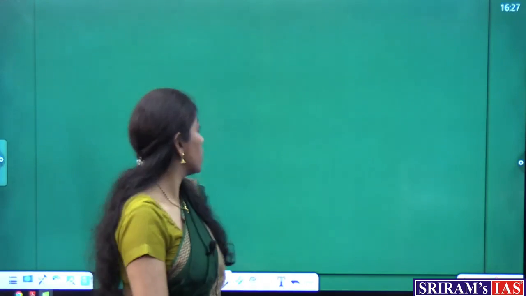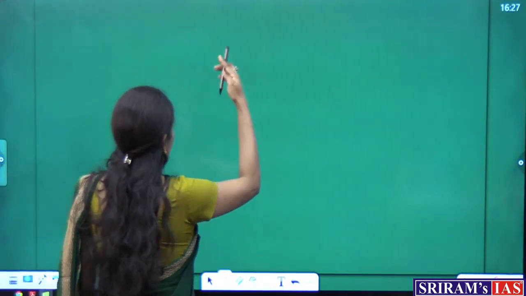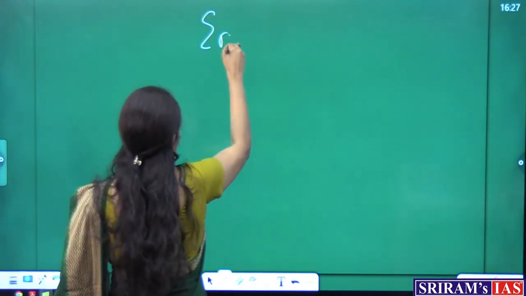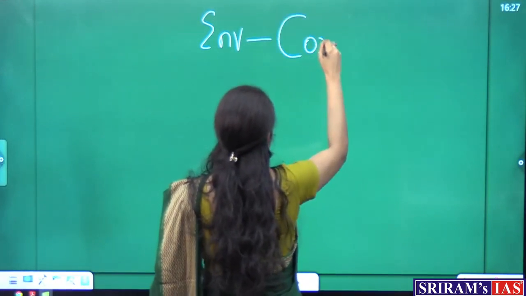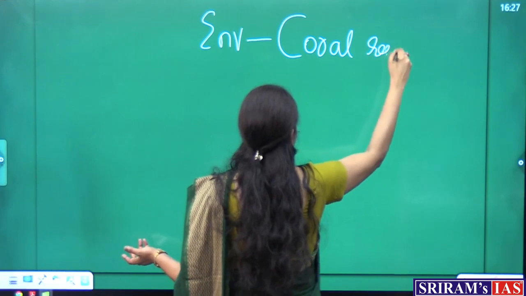So today we will see an environment topic, like we have already seen one. This will be the second topic, about an important ecosystem, coral reef.